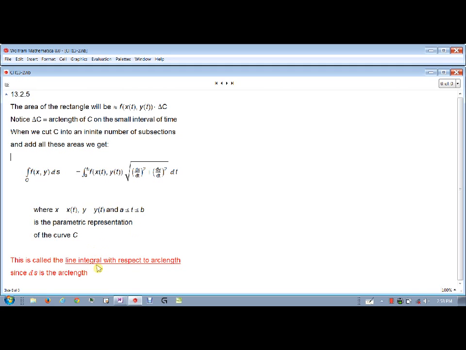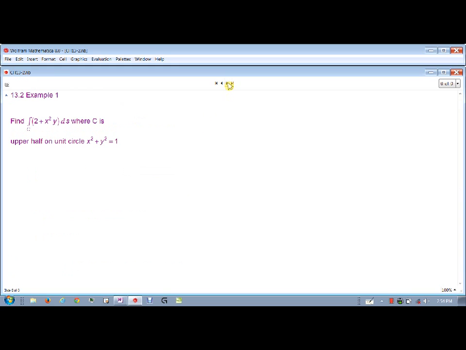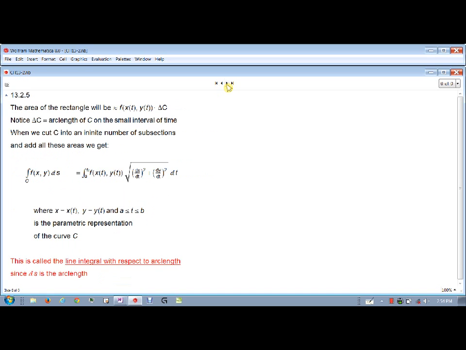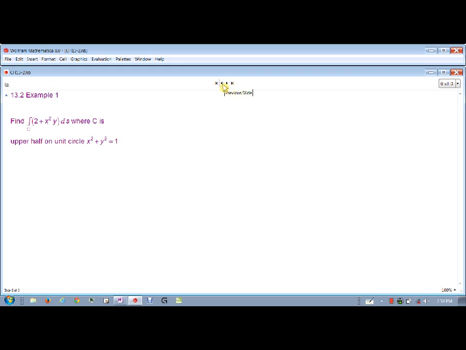This is called a line integral with respect to arc length. The ds is the arc length. They call them line integrals, but it's not a very good name because most of the time we're not integrating over a line, we're usually integrating over a curve. That's why in the beginning I said line integrals, curve integrals. Because by the name, you might think I can only integrate over a line for this to work.